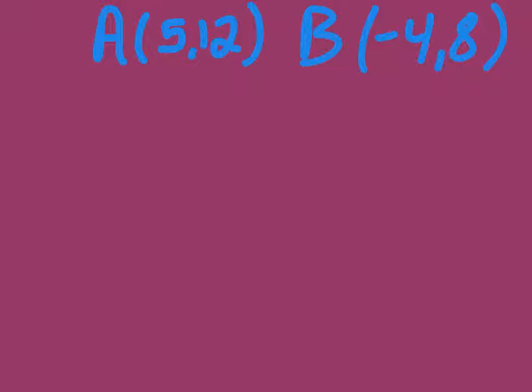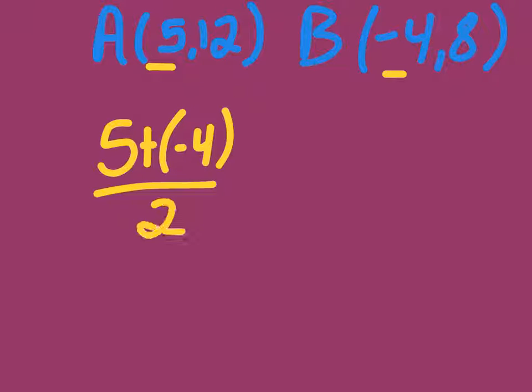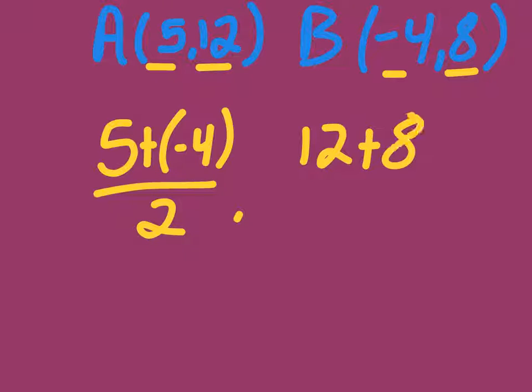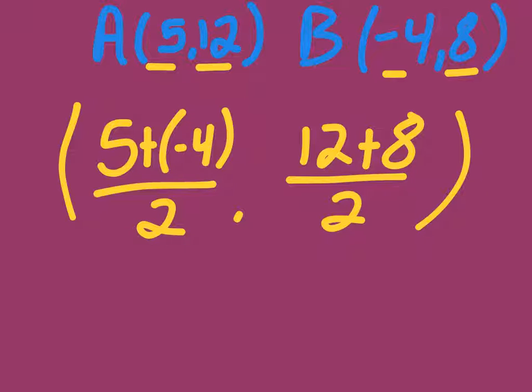Alright, first thing we need to do is make sure we're using the right formula, the midpoint formula. So I'm going to take my x's and I'm going to add those together. My x's are going to be, here's x1, here's x2, so 5 plus a negative 4, that goes over 2. Here's my y's, 12 and 8, so that's going to be 12 plus 8, and put that over 2. And now I just need to simplify.